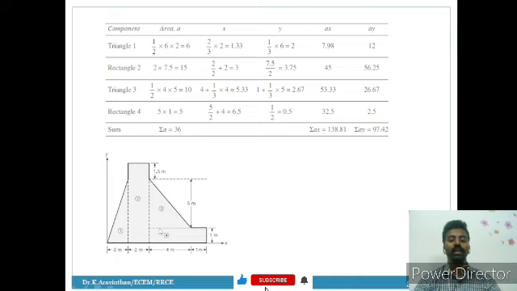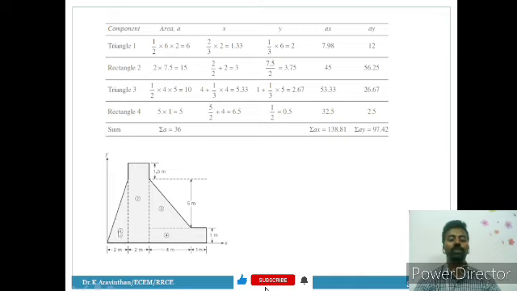Next one, finally you have a rectangle. For this rectangle, the base distance is 5 meter. So it is 5 by 2, which is 2.5. From the origin, if you are considering, this is 4 plus 5 by 2, which is 2.5. Now we have found out the x coordinate of all the sections.